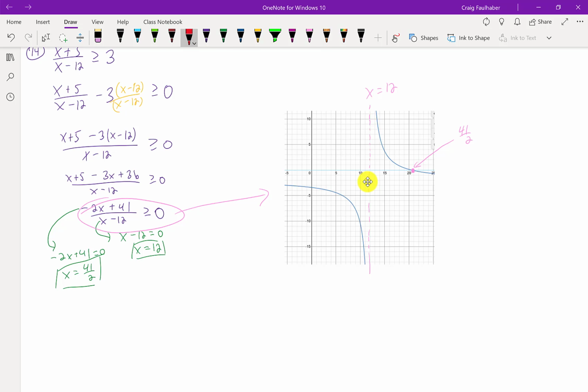Okay, now to answer the question, we need to point out where this graph is greater than or equal to 0. That would be, where is this graph above the x-axis? That is a terrible picture, but hopefully it demonstrates where this graph is greater than or equal to 0. You'll notice everywhere else on this graph is below the x-axis, so this is our only interval. And this interval is going to go from 12 all the way up to the value of this 0, or the other critical point, which is 41 halves.